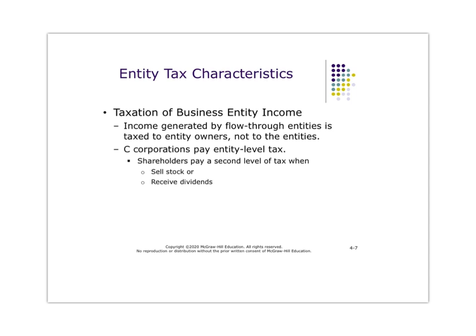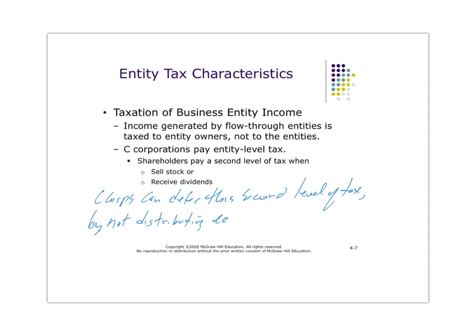Now, C corporations can defer that second level of tax by not distributing earnings, right? But you have to be careful about that, because if they retain earnings for tax avoidance rather than for a business purpose, there is an accumulated earnings tax that can be levied, and again, when we get deeper into corporations, we'll talk more about that.